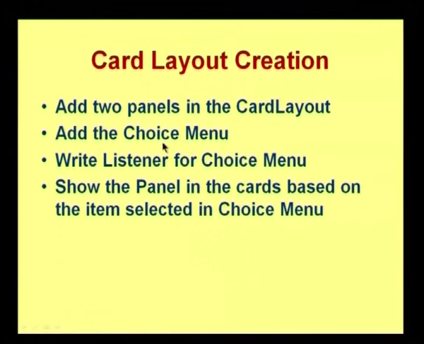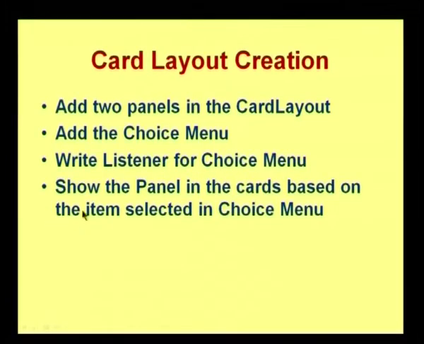Now I am adding these two panels, the panel of buttons and the panel of text field, to the card layout, and after that I add the choice menu. This choice menu is added to the first panel, that is the panel which does not have the name card. Next, write the listener for the choice menu. I need to write the listener in such a way that on choosing the option buttons, the card with all buttons is displayed, and on choosing text field, the card with the text field is displayed in that particular display area.